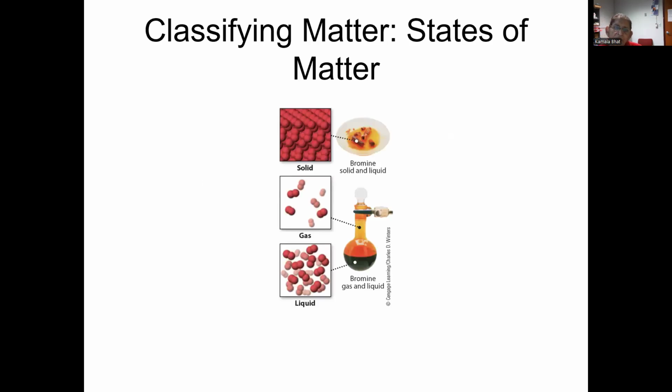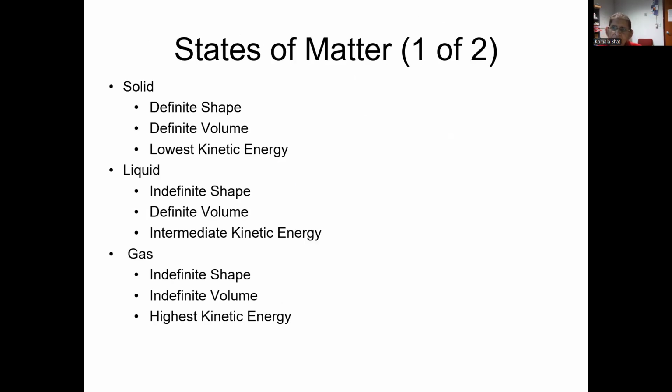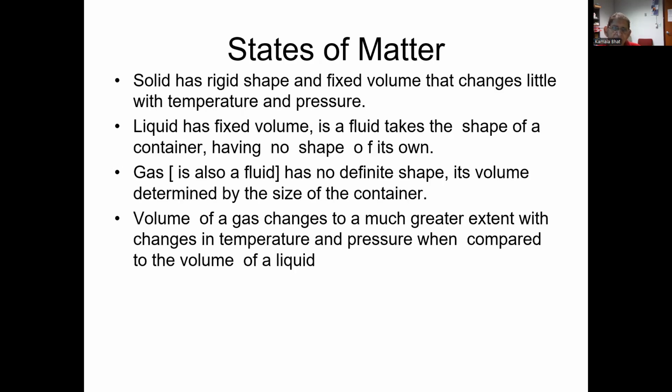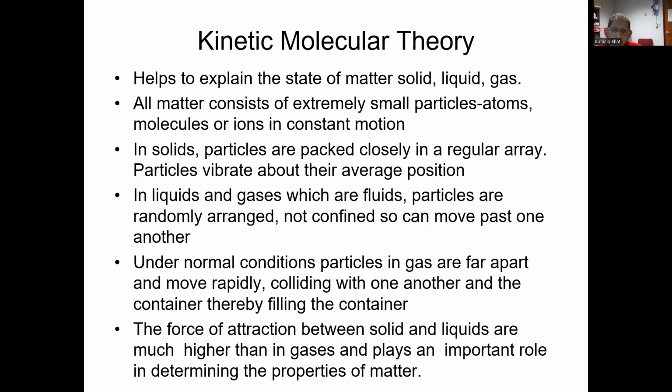Classifying matter, you have an example of solid, liquid, and gas. Solid has a definite shape, definite volume, low kinetic energy. Liquid has an indefinite shape, definite volume, intermediate kinetic energy. Gas, indefinite shape, indefinite volume, and the highest energy state. All the states are explained on the basis of small particles that are present and are in constant motion, either in the form of atoms, molecules, or ions.